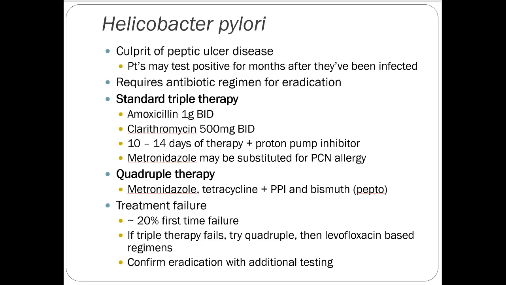There's something called quadruple therapy, which is really just 2 different antibiotics. So it's metronidazole plus tetracycline. You get the PPI as well, and then you add Pepto-Bismol on top of it. Bismuth subsalicylate is what is in Pepto-Bismol, and it does have an antimicrobial effect in the GI tract topically, so you can use it. It's sort of like you start with triple therapy, and if that doesn't work, you try quadruple therapy. That's how it goes.